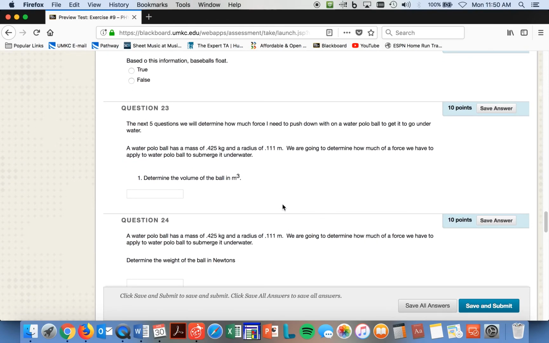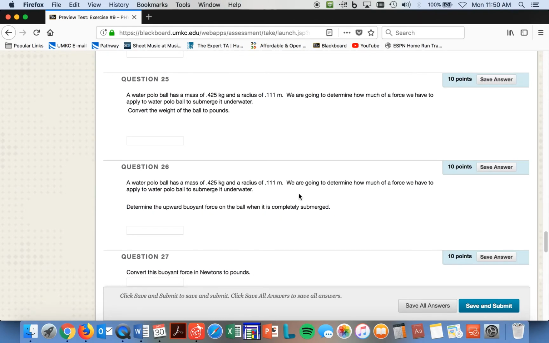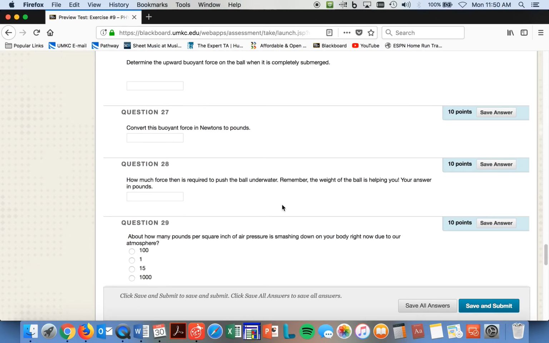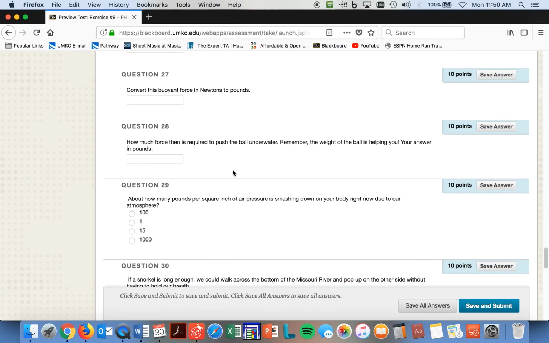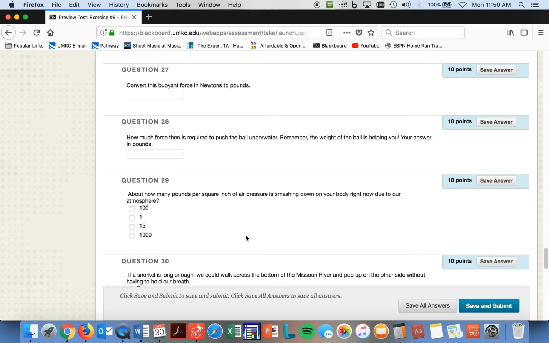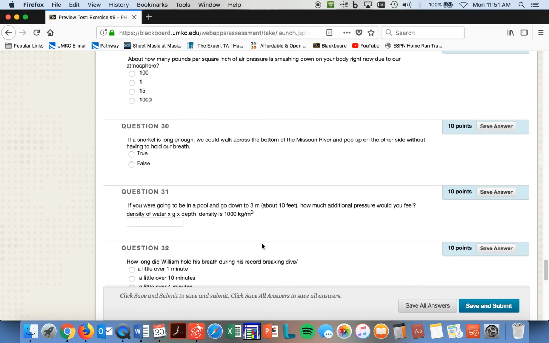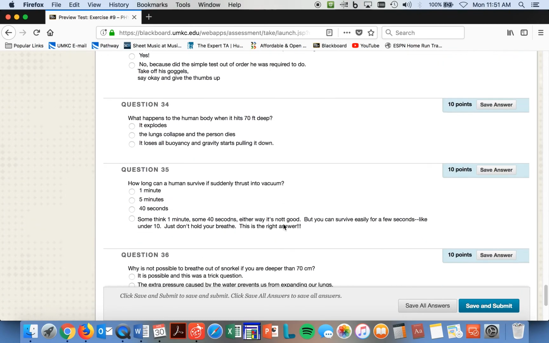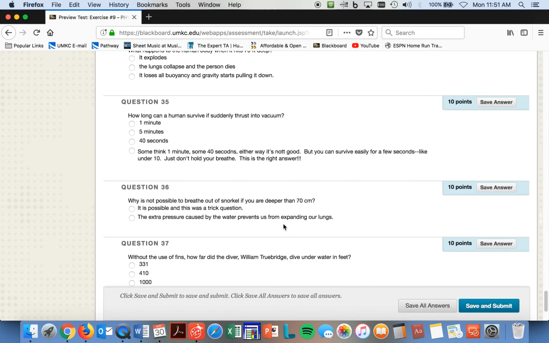Once again, I think this is all worked out in the other video. I think you can work it out nicely. Convert it to pounds. So you add the weight of the ball. So you take density, 1000, times g times the depth. So that's 3130. No one's having trouble with these, I don't think.